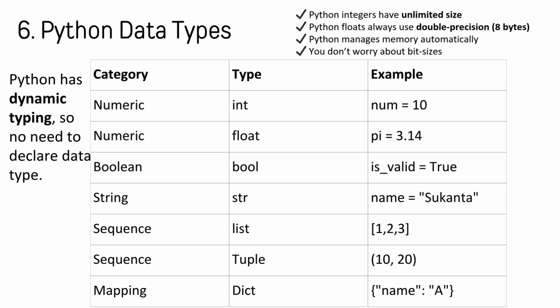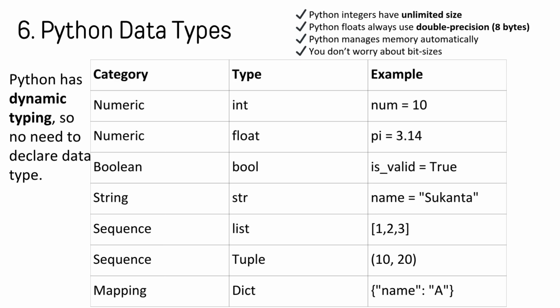Now let's look at Python data types. In Python, we have dynamic typing, which means you don't need to declare a variable's data type. Python figures it out automatically. Some key points about Python data types. Python integers have unlimited size, so you can store very large numbers without worrying about overflow. Python floats always use double precision, which is 8 bytes, giving about 15 digits of accuracy. Python manages memory automatically, so you don't need to worry about allocation or bit size. So Python has dynamic typing, with no need to declare the data type.